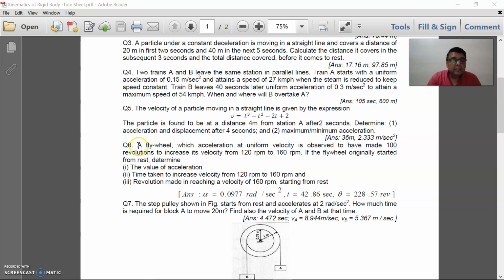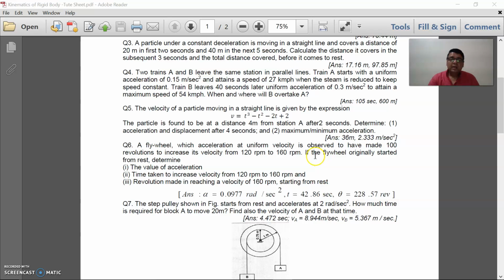So in this, the first is a flywheel which accelerates at a uniform rate and is observed to have made 100 revolutions to increase its velocity from 120 rpm to 160 rpm. Okay, so there was a flywheel and it accelerates, and due to that acceleration it has made 100 revolutions, and in those 100 revolutions its velocity increased from 120 revolutions per minute to 160 revolutions per minute.